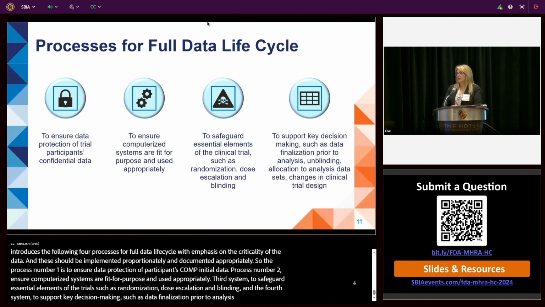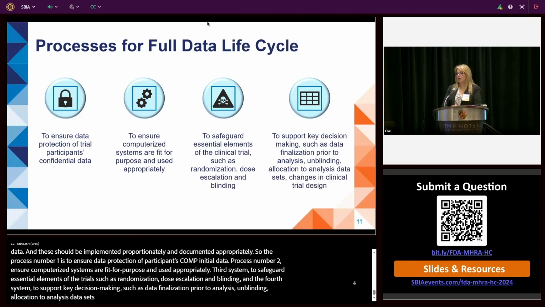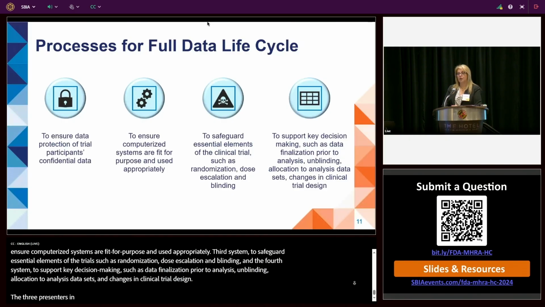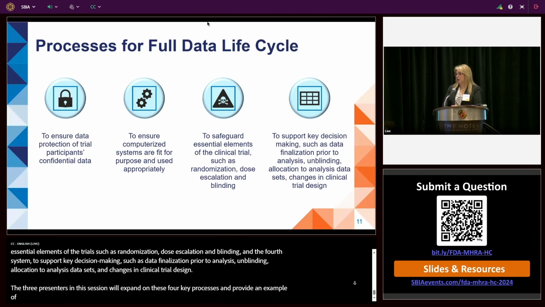The 3 presenters in this session will expand on these 4 key processes and provide examples of deficiencies and case studies relevant to these processes. Andrew will cover process number 1 and number 4. I will talk on process number 2, and Cheryl will expand and talk about process number 3.